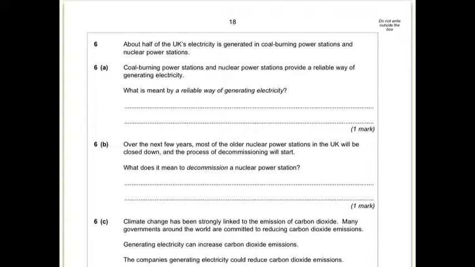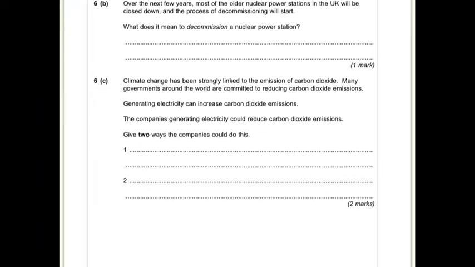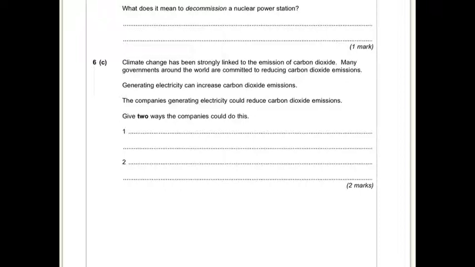Climate change has been strongly linked to the emission of carbon dioxide. Many governments are committed to reducing carbon dioxide. Generating electricity can increase carbon dioxide emissions. Companies generating could reduce carbon dioxide emissions. You have two ways that you can use this.